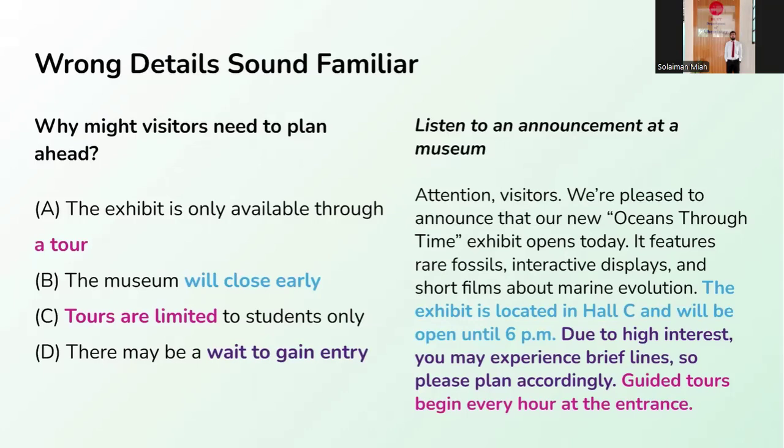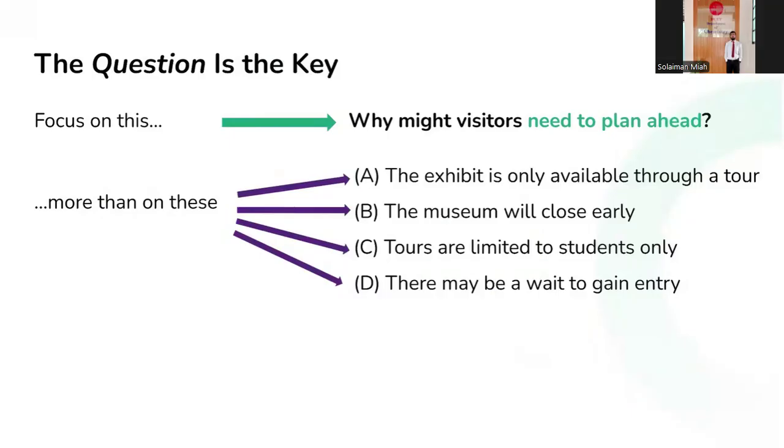If you choose based on recognition alone, it's easy to pick the wrong answer. Each answer choice has key words that connect to the recording. But let's take a step back. What is the question actually asking? This is an important habit for avoiding wrong detail traps. Focus on the question itself more than the answer choices.